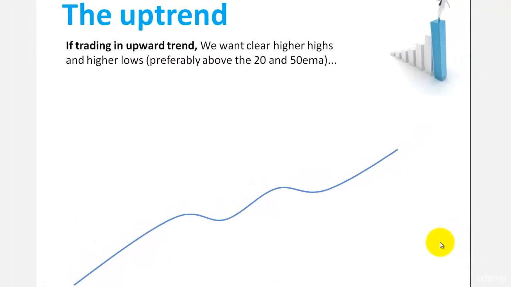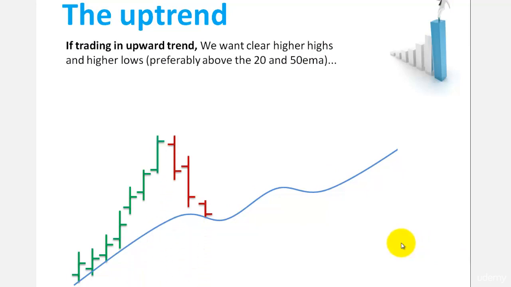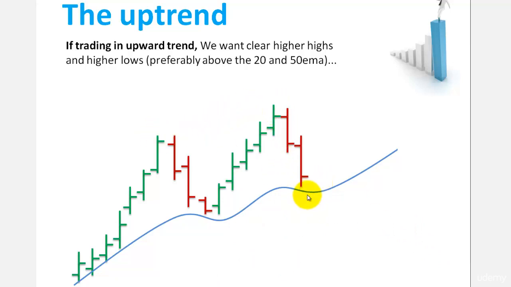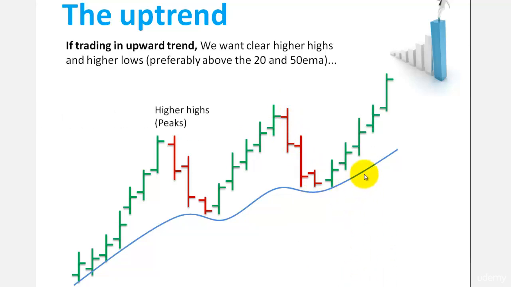So as I've just mentioned, in an upward trend, we want clear higher highs and higher lows. This blue line is a moving average, by the way. So here we've got the price action. We've got phase 1 here, and phase 2, where if you trace back to the moving average. Phase 1, as you made a higher high. This peak here is higher than this peak. And we've got a retracement back to the moving average. This is phase 2, where we've got the retracement. And then we've got phase 1 again, where we're making a higher high.